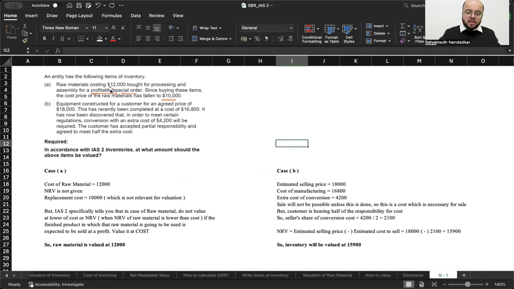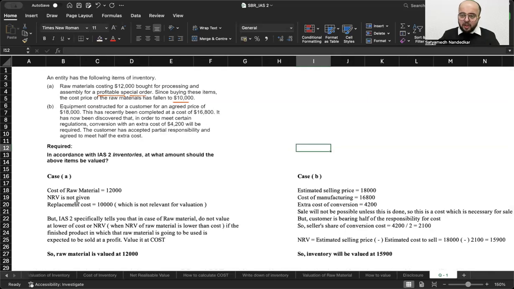Raw materials costing 12,000 bought for processing and assembly for a profitable special order. Since buying these items, the cost price of the raw materials has fallen to 10,000. Cost of raw material is 12,000. NRV is not given. This 10,000 is replacement cost. Why is it replacement cost? Because today, if I were to buy a similar item, I would have to pay 10,000 for buying it. 12,000 is the cost, net realizable value is not given.